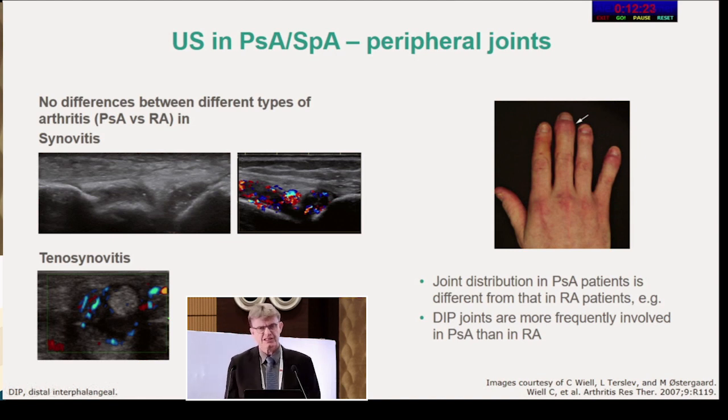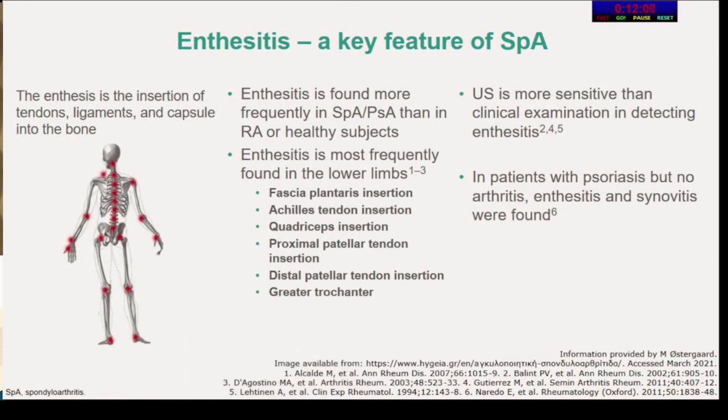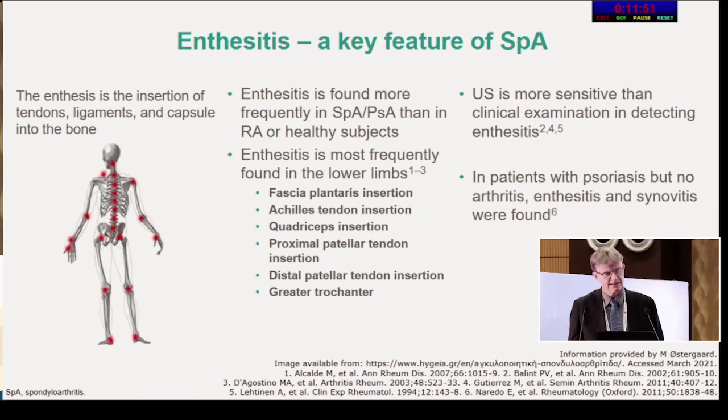There's no difference in how synovitis looks in psoriatic or peripheral spondyloarthritis and how it looks in RA. That's more a location-wise thing. Then enthesitis is incredibly important in spondyloarthritis, and that can be seen, as you see in the upper top corner here. Ultrasound is more sensitive for visualizing this than clinical examination. And it's also sometimes seen in patients who have psoriasis who do not, you could say, have clinical psoriatic arthritis yet.